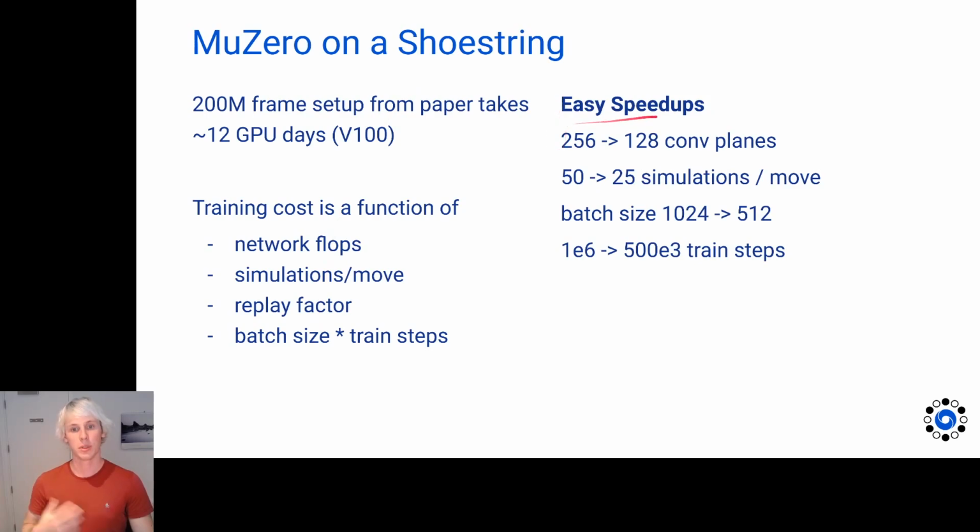We can reduce the planes of the convolutional network from 256 to 128, maybe even going lower than this. We can reduce the search from 50 to 25 simulations. As you saw in the figure before, this still achieves very good performance. And we can also cut down the length of our training runs. We can halve the batch size, or we can halve the number of training steps. And the combination of these measures should make it very feasible to train a full level in a few days, even on a single GPU.